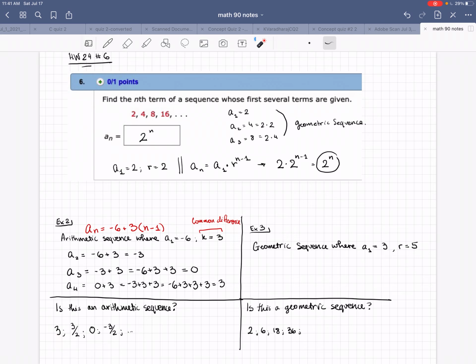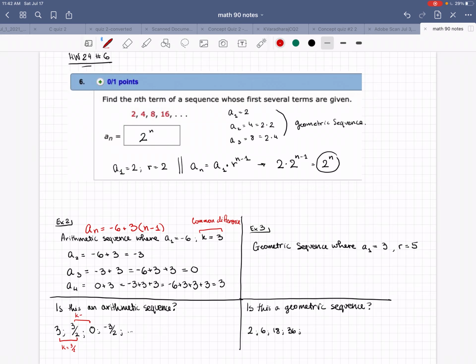What's the difference between 3 and 3/2? It might be helpful to think of 3/2 as 1.5. So between these two terms, the difference is 3/2. In other words, we would subtract 3/2 from 3 to get 3/2.